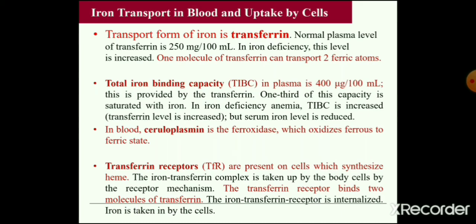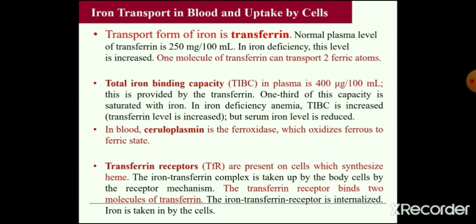Normal plasma level is 250 milligram per 100 ml. In iron deficiency anemia, it is increased, and 1 molecule of transferrin can combine with 2 atoms of iron, that is in the ferric form. 2 ferric ions combine with 1 apotransferrin to form the transferrin.